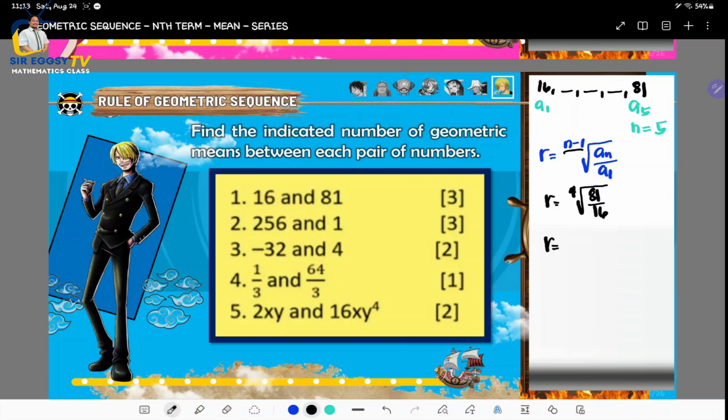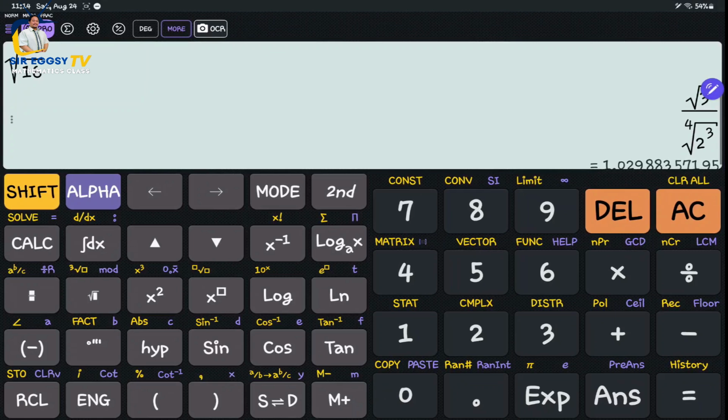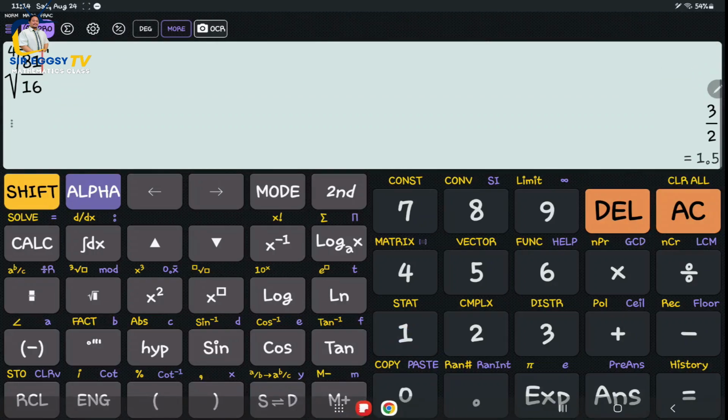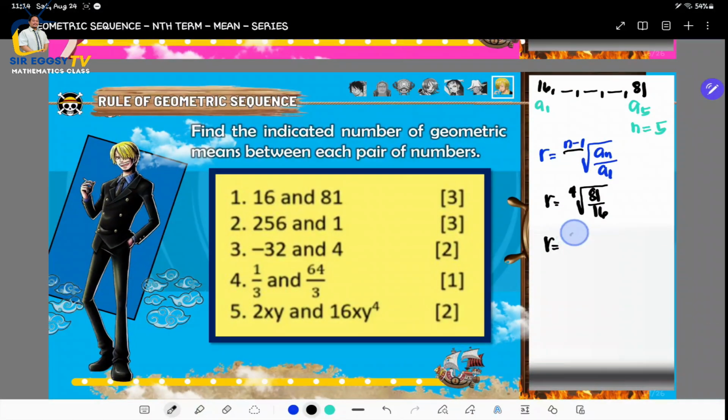So, therefore, our common ratio will be equal to 3 over 2. Okay, 3 over 2 is also approximately equal to 1.5. So now we have a common ratio. All we have to do is to multiply this common ratio to 16 and so on and so forth.